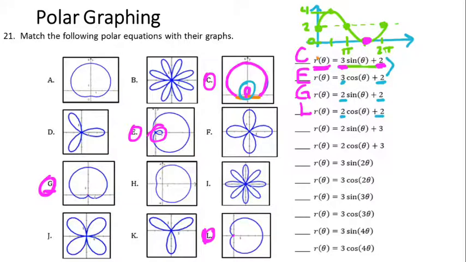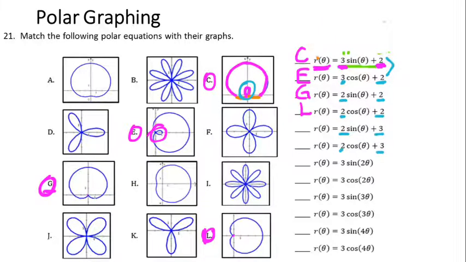All right, next up, 2 sine theta plus 3. So this time we have an amplitude of 2, but my vertical shift is bigger. My vertical shift is 3. So what happens with that graph, let's see. Vertical shift of 3. If my amplitude is 2, that means I'm going to go as high as 5 and as low as 1.